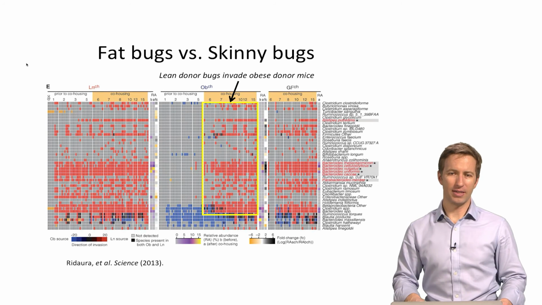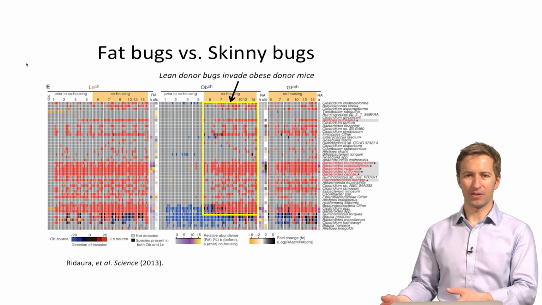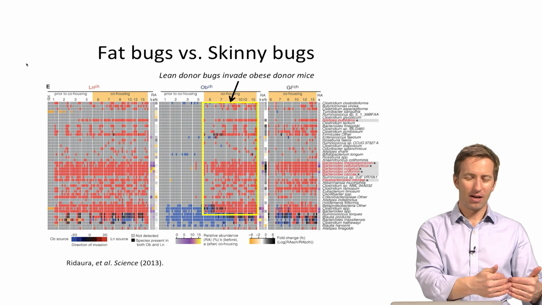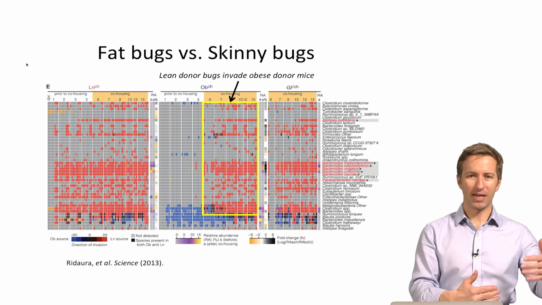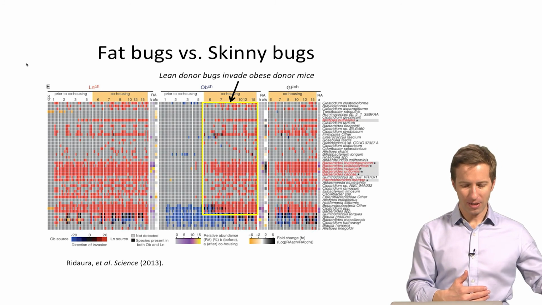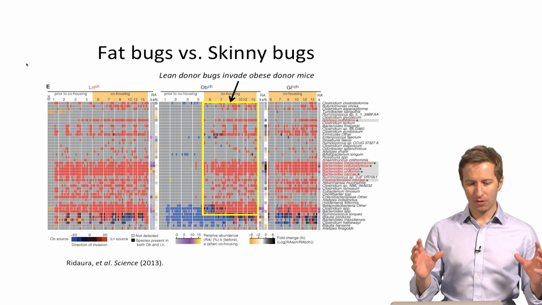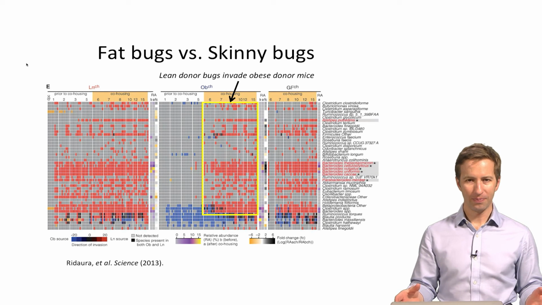Here's another application that I thought was interesting from Vanessa Radara and Jeff Gordon and collaborators. This is a study where they had taken the bugs out of some obese humans and the bugs out of some lean humans, transplanted them into mice, and you've probably heard about this study. The obese donor mice gained weight and the lean donor mice maintained weight. But then what they did was to monitor the bugs in those mice over time.